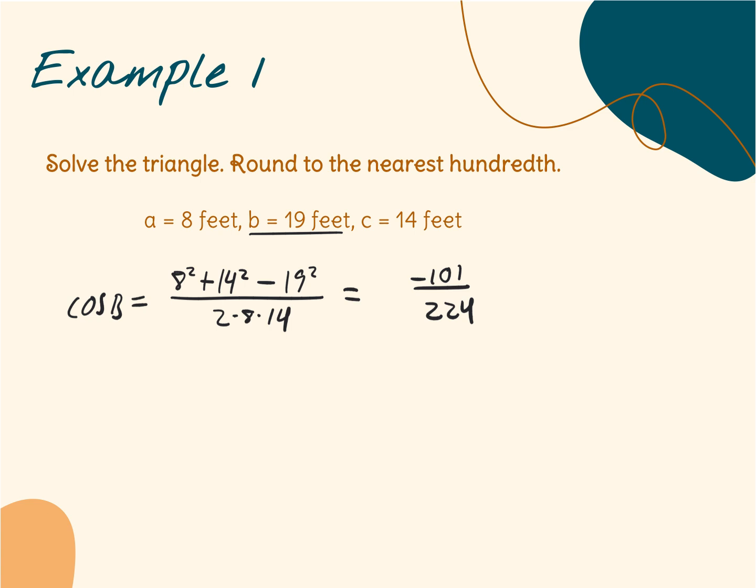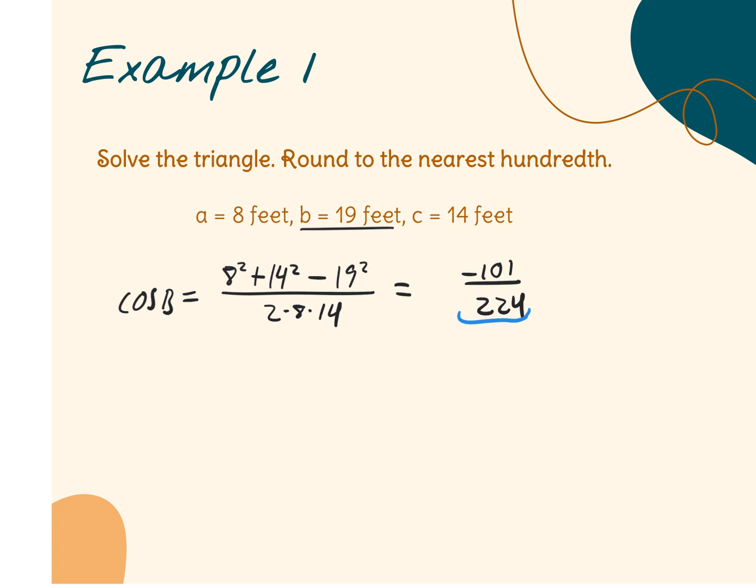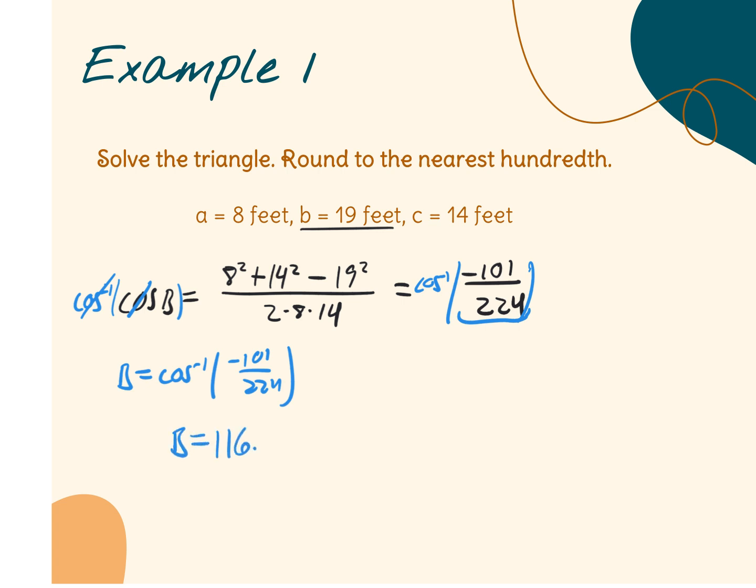Notice that this number doesn't give us our answer. This gives us the cosine of our answer. So to get just our answer, I want to do cosine inverse on both sides to cancel it out. So angle B is going to be whatever we get when we do cosine inverse of negative 101 over 224 in your calculator, which should get you, for B, 116.8 degrees, rounded to the nearest tenth.